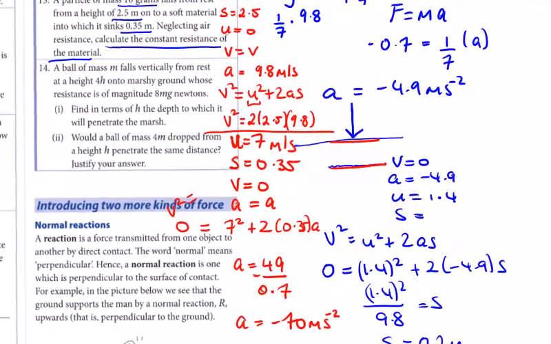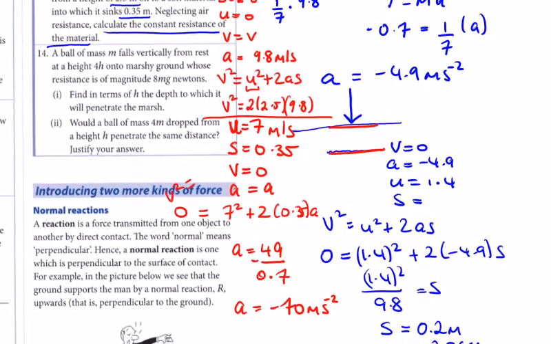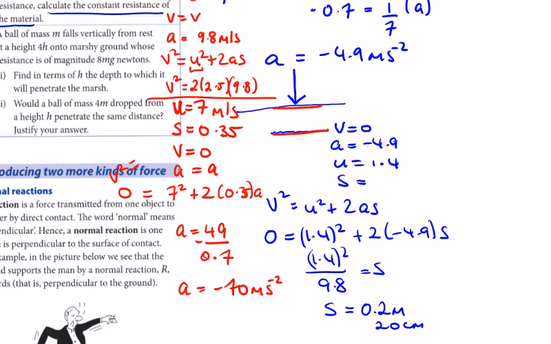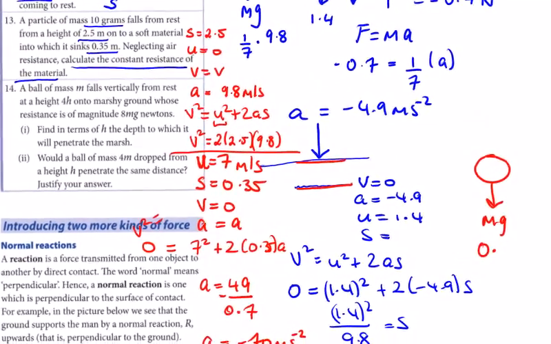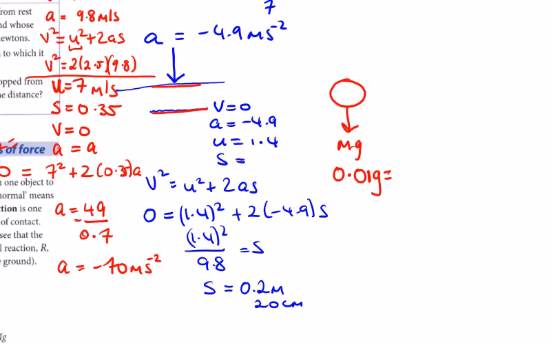And what are we asked? Neglecting air resistance, calculate the constant resistance of the material. Where we're going to have to bring in then force is equal to ma here. I'm just going to do a little sketch here as well. So here it is falling. This is mg, and the mass which we haven't brought in yet is 10 grams. 0.01 kg is 10 grams. 0.01 g, which is 0.01 by 9.8, which is 0.098.